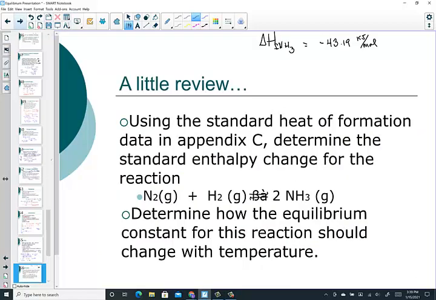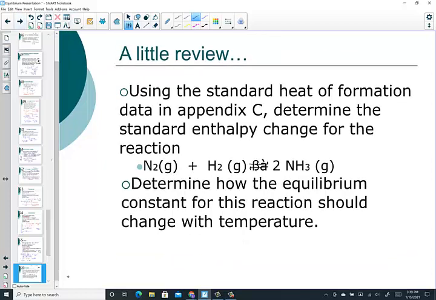Let's do a little review problem here. It says using the standard heat of formation, which is found in the appendix values, and really they're just given to us either in the homework problem or in a quiz. They'll be put right into the actual problem itself. We want to determine the standard enthalpy change for this reaction. Well, all right, let's take this one step at a time. We have a reaction where we see nitrogen reacting with hydrogen, forming 2 gaseous moles of ammonia. So let's get it written correctly. We have a 1:3:2 stoichiometric ratio.